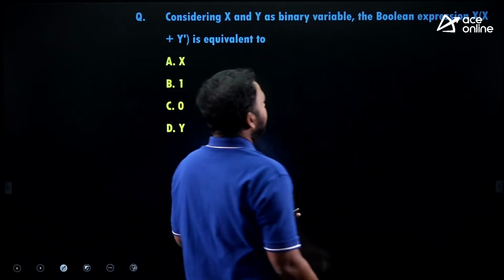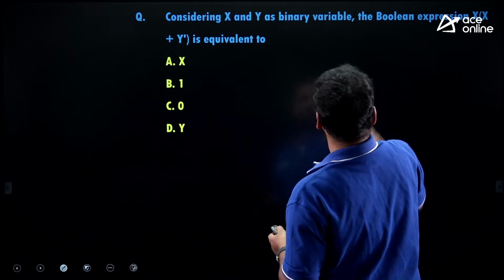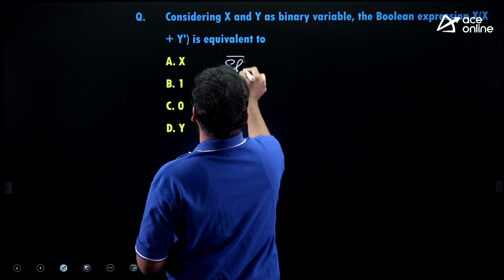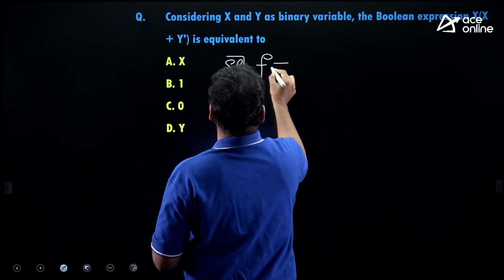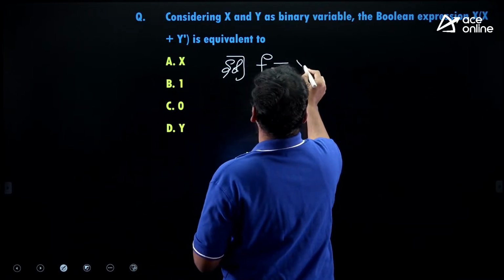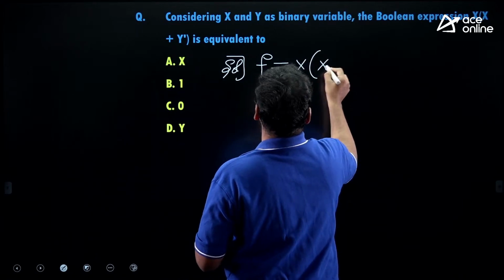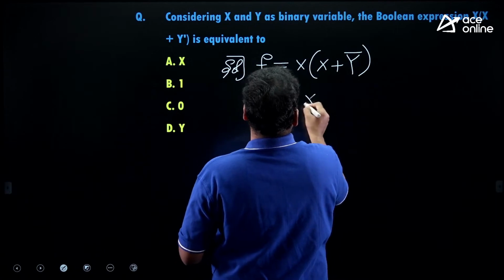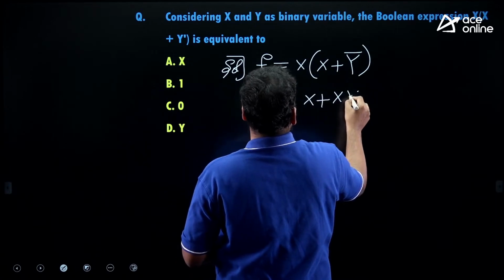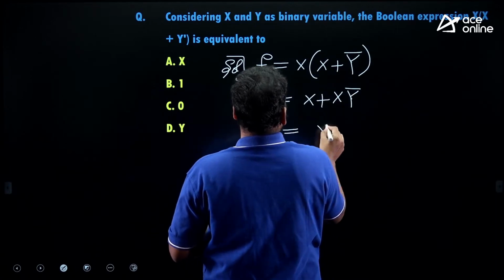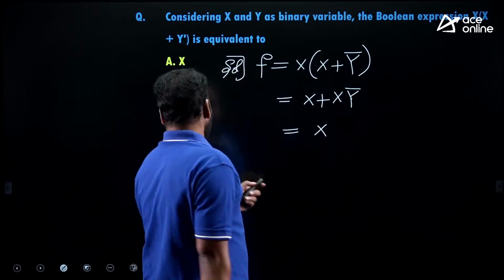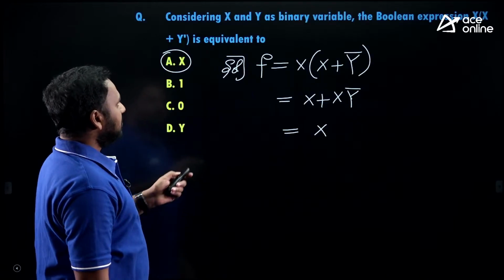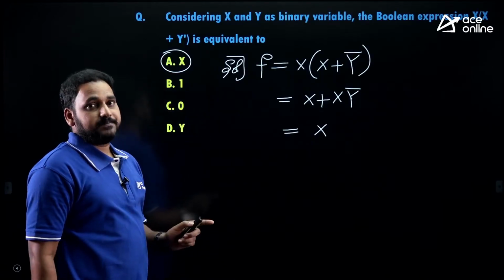Consider x, y as binary variables. Actually, the question format is missing here. This is a function. This type of question is found from Boolean algebra. Very simple and straightforward: x into (x plus y bar) gives x plus x y bar. x is common, right? And these are all RRB JE questions only.